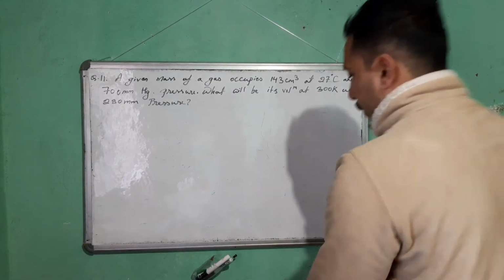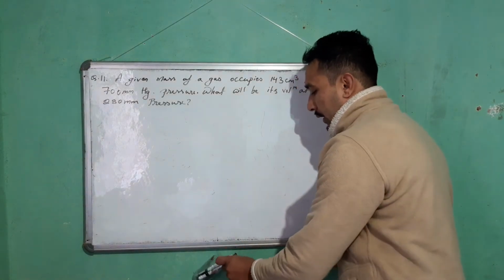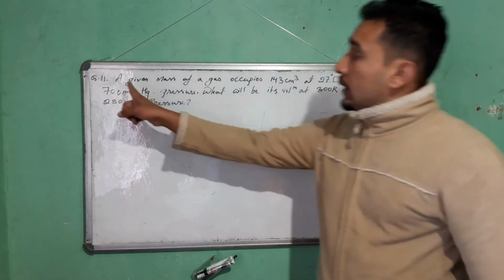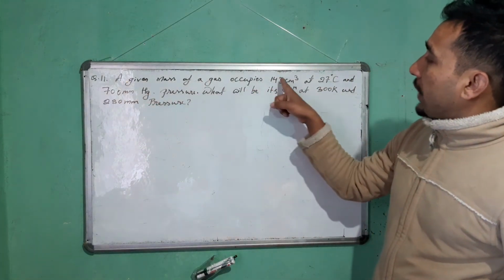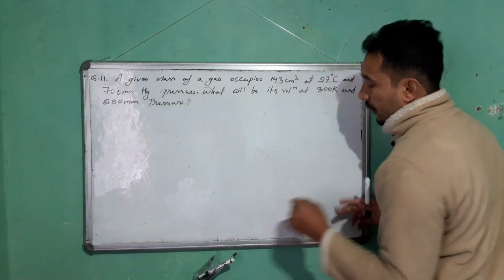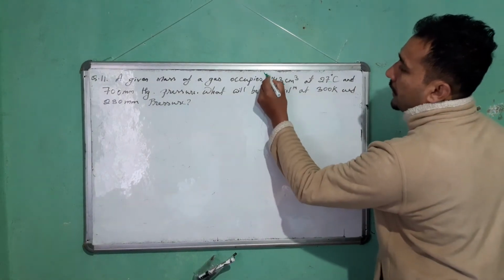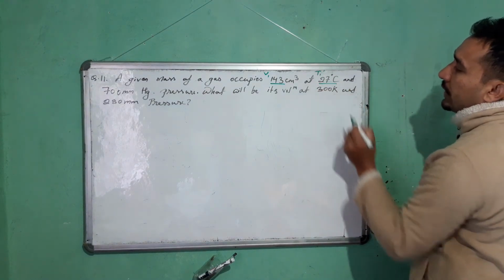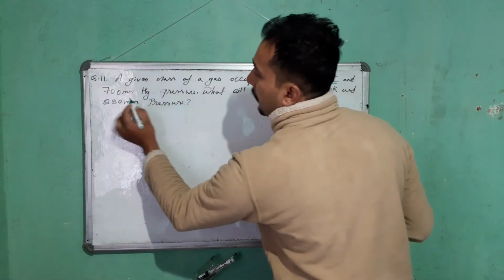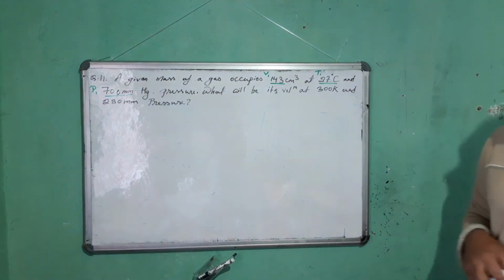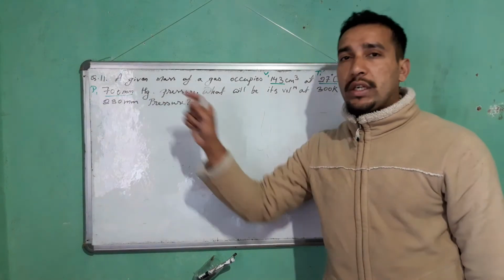Okay, next question, question number 11. The question says that a given mass of a gas occupies 143 centimeter cube. This is your volume, V1, at 27 degrees Celsius. This is T1, temperature, and 700 mm of Hg. This is P1, pressure. Millimeter of Hg means it is the unit of pressure.